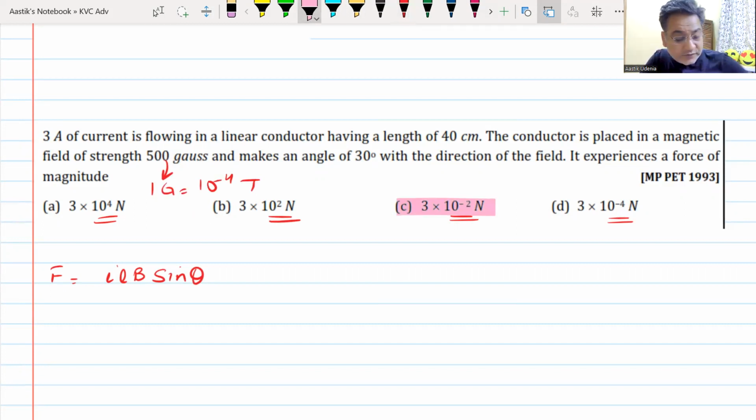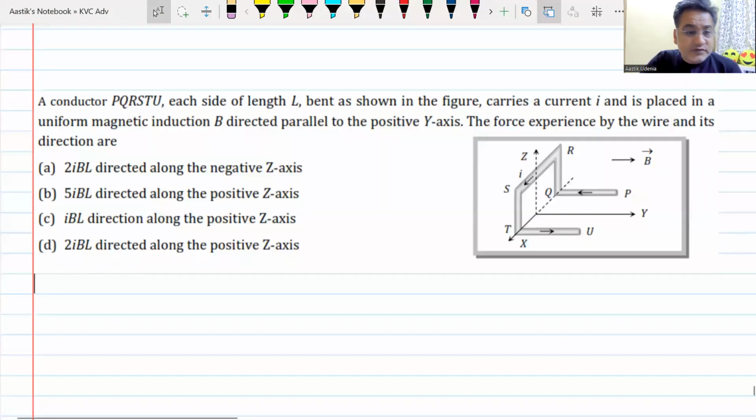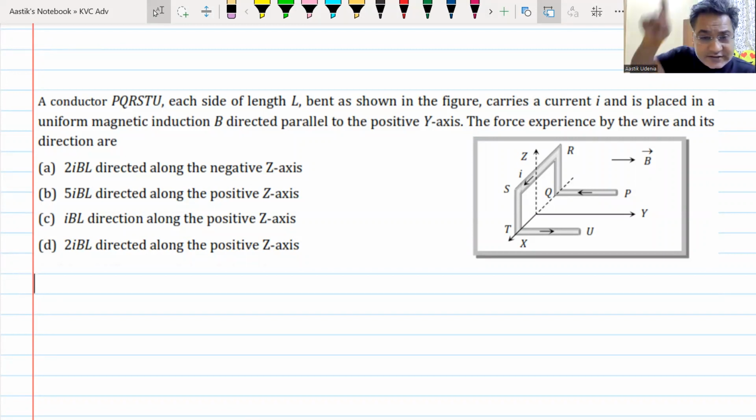Have we understood what has to be done there? Yes. This is the next question. A conductor PQRSTU is placed like this. It is in 3 dimensions. It is placed in a uniform magnetic field directed parallel to the positive y-axis. What is the force experienced by this wire, and the direction?